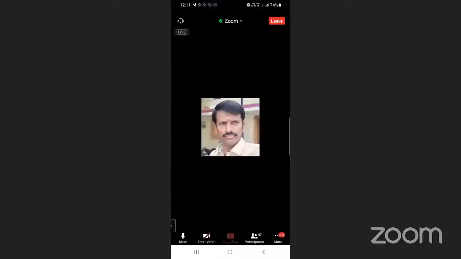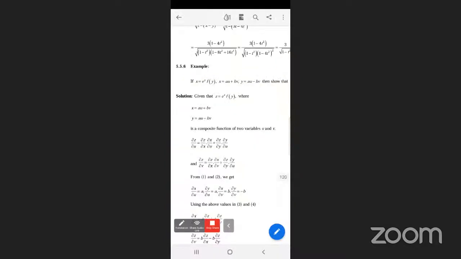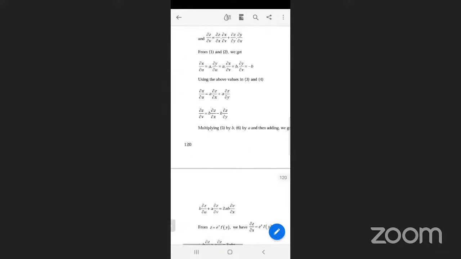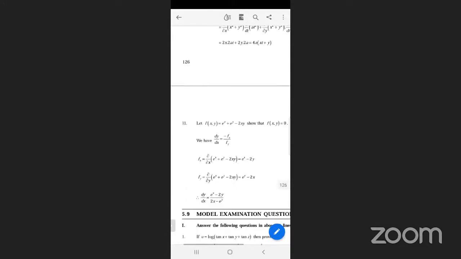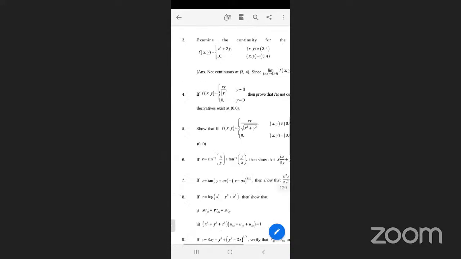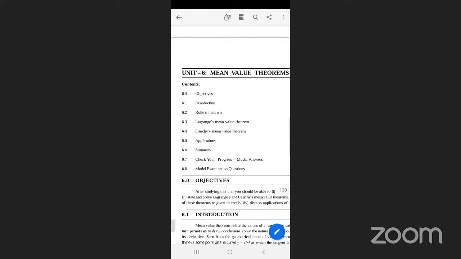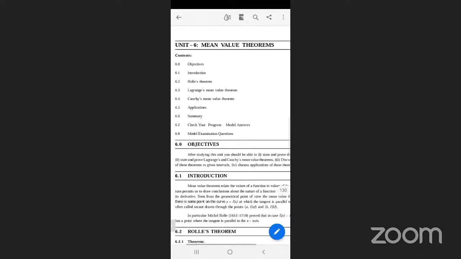Rolle's theorem. Check it once, I will share the screen. Mean value theorems, page number 130 in our textbook. Is it visible? Right, come to the statement.